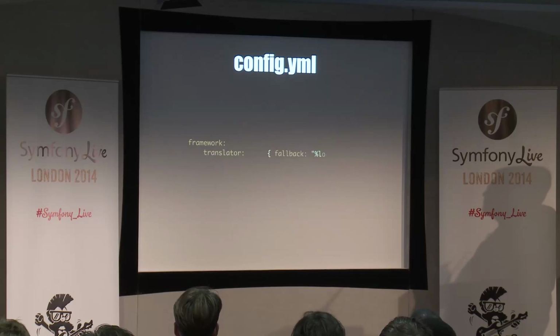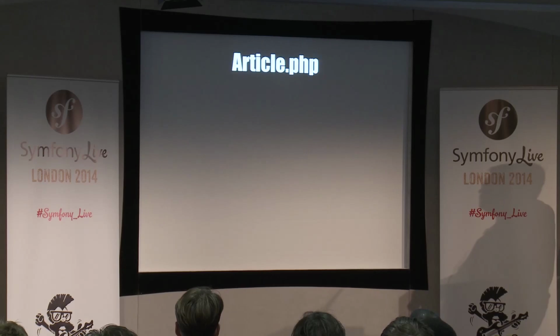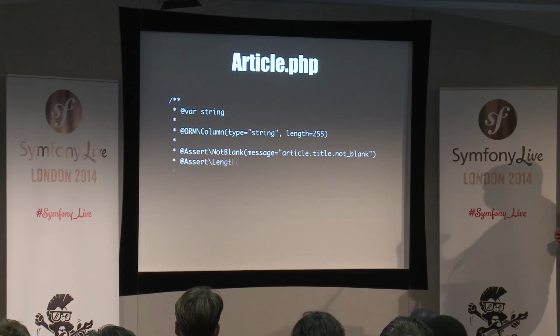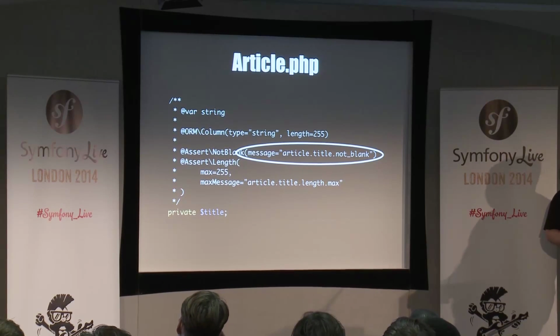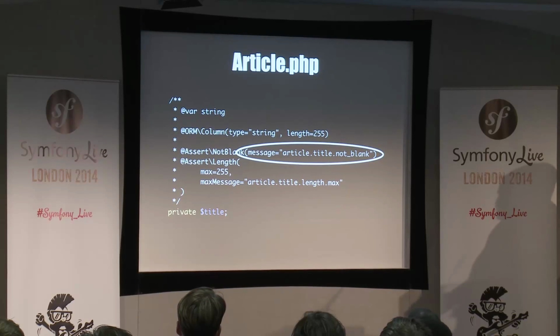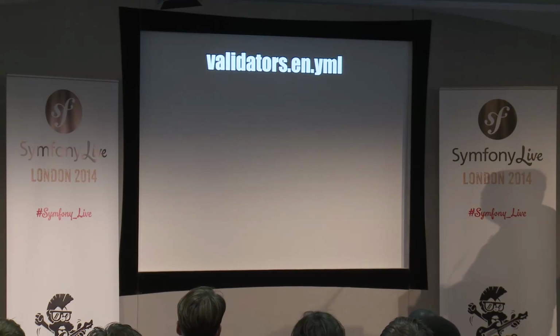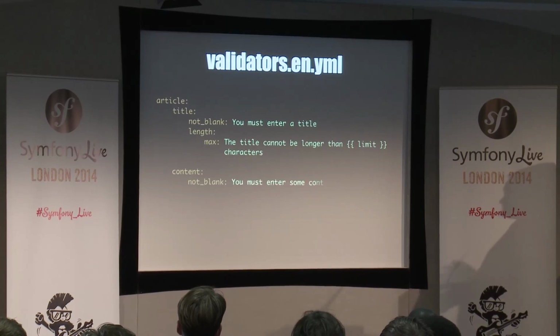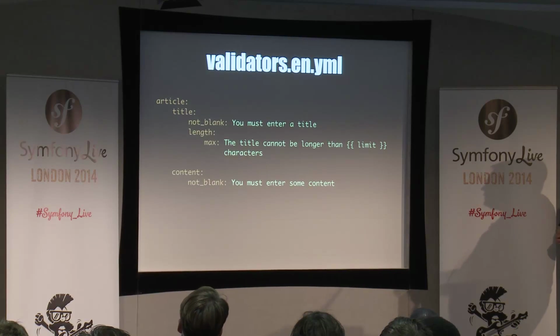So the first thing you need to do, obviously, in your config.yaml is just turn them on. That's commented out by default. Turn them on. Then in your model, you can give it a key instead of where you'd usually put a message. Obviously, we're using annotations here, but you could use XML or YAML. You just give it a key. The same there. And then you have a new validators.en.yaml in your translations directory, and these correspond directly to the keys.